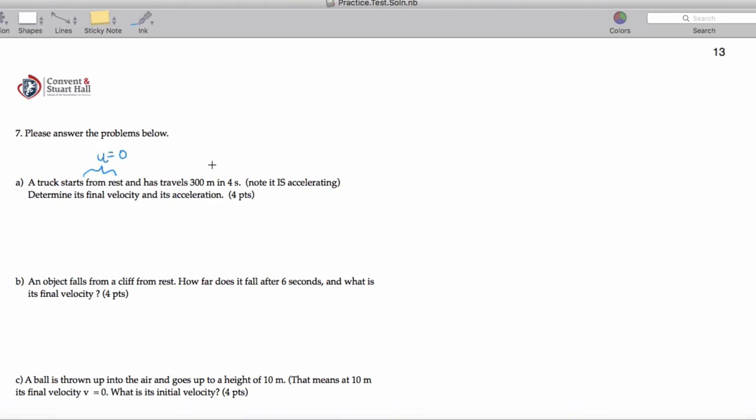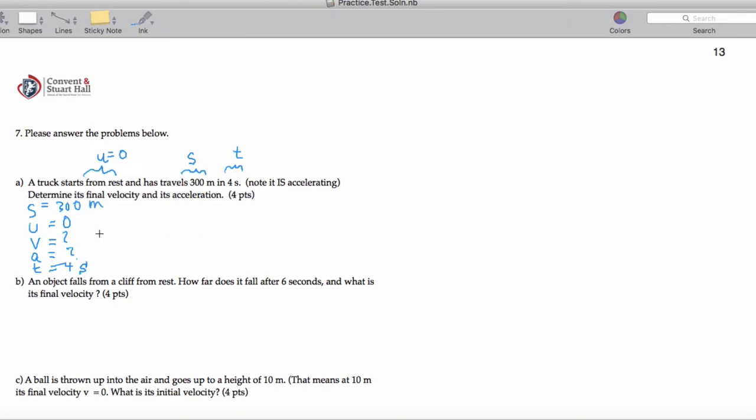The acceleration, we don't have it. We know that it covers a distance s equal to 300, and the time is 4. So let's write down what we have. We have s, u, v, a, t. Suvat. S is 300, u is 0, v is unknown, a is unknown, and t is 4 seconds.